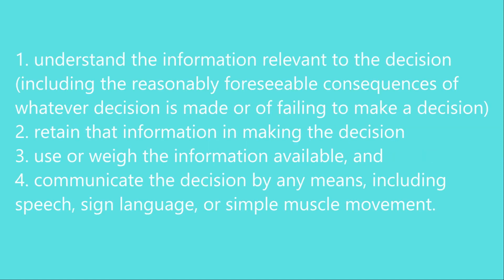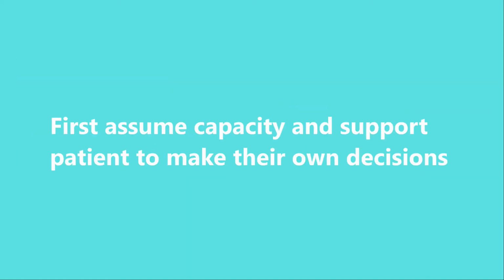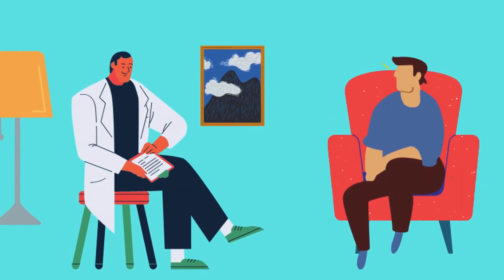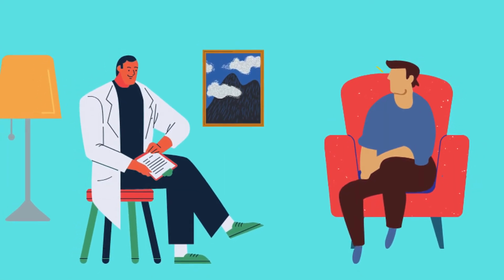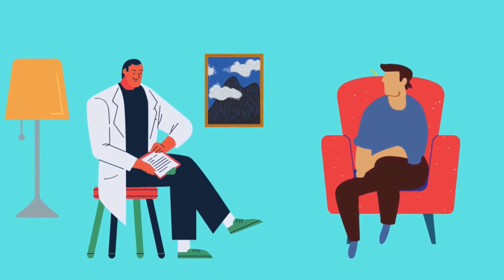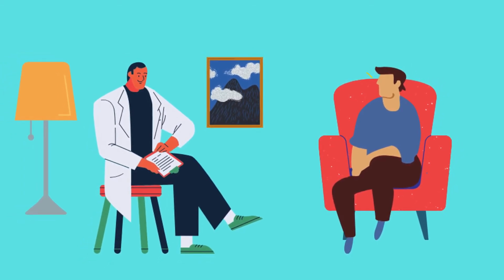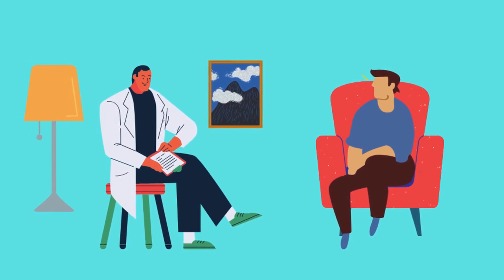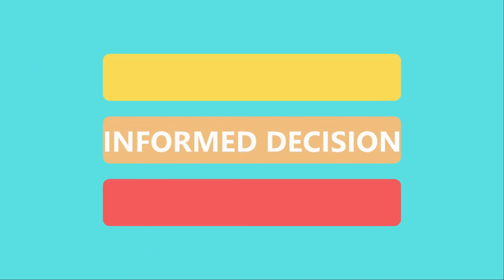A person failing one or more aspects of this task is deemed to lack the relevant capacity, but you must try to find ways of communicating with a patient before determining they lack capacity. In other words, you must first assume capacity and support patients to make their own decisions before deciding they do not have capacity. Capacity is a key component of informed consent to medical treatment. A competent adult is entitled to decline treatment even if the doctor disagrees with their decision or believes it to be unwise.